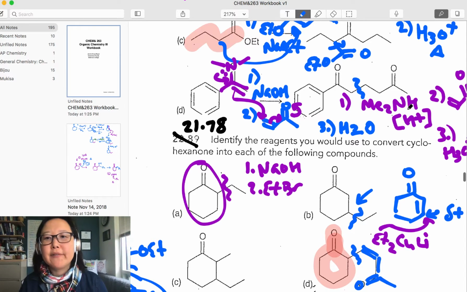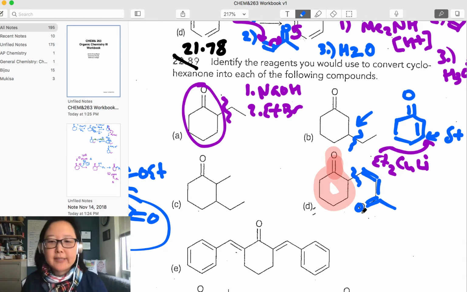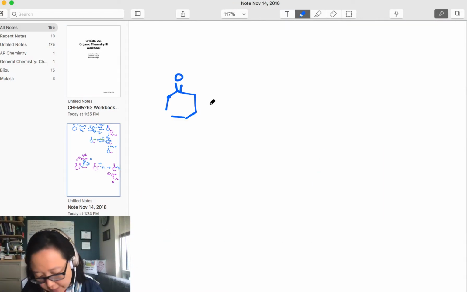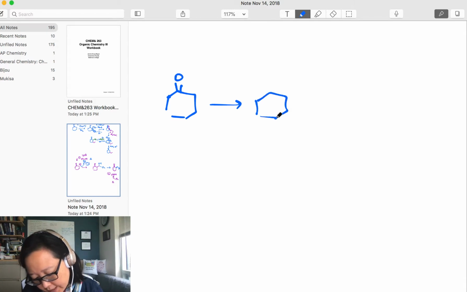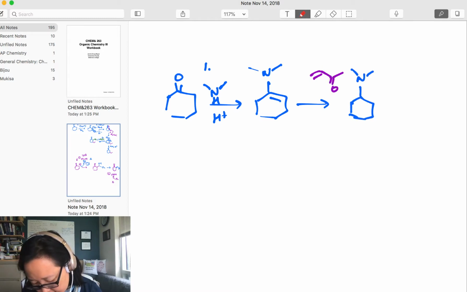You may want to convert it to the enamine first, and then do the Michael addition and tautomerize it back to the keto form. So for this problem, we were talking about maybe converting it to some kind of enamine using H plus and dimethylamine. So that's step one. And then we could do a Michael addition with the compound that we need here. Okay, so I think you guys can see the mechanism like that.